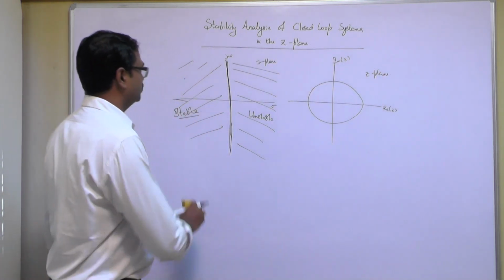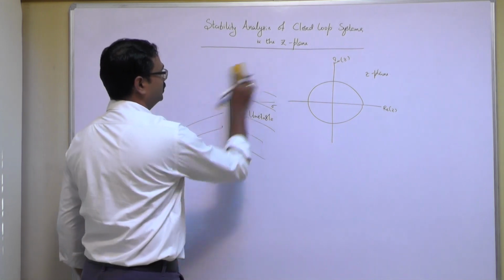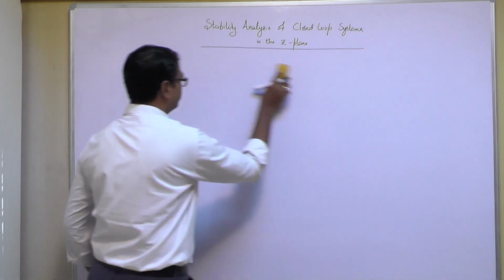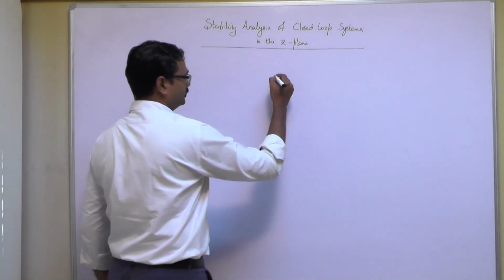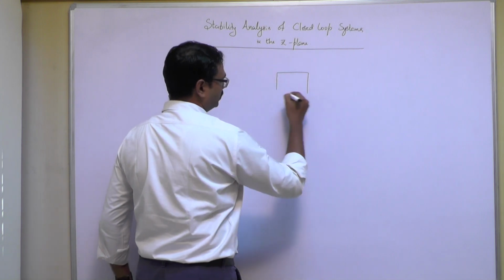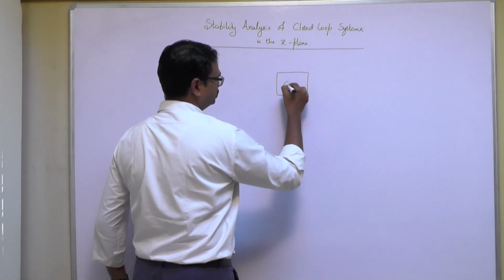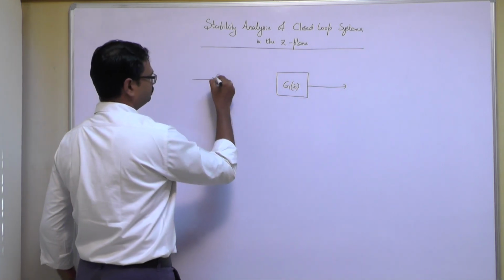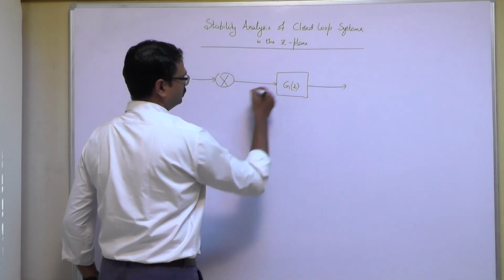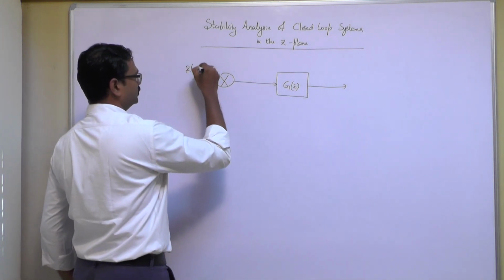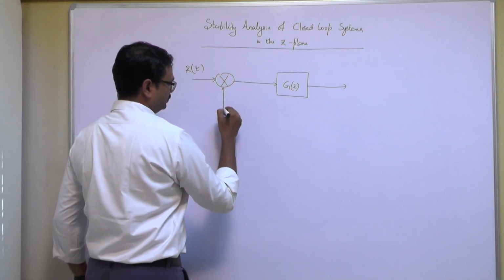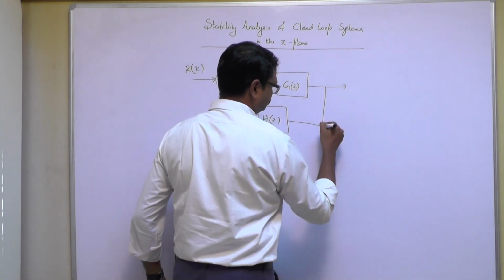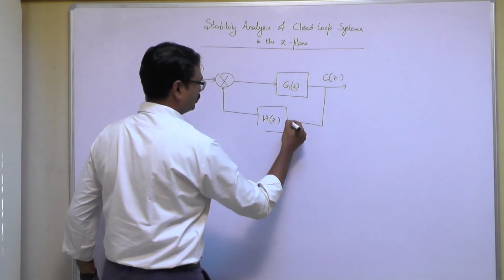Now today we will be studying stability analysis in the closed loop system in the Z plane. For example, what is a closed loop system? Let me say we have a plant G of Z, and without using any sampler, we give a system like this, with H of Z and C of Z here.